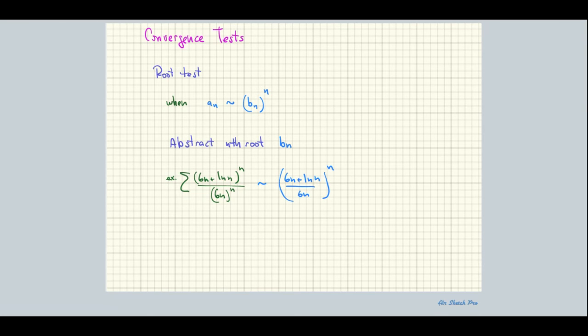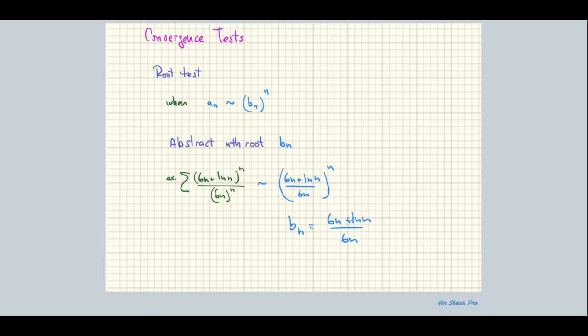And that was the one thing I had to abstract. I see everything, the whole thing. The original a sub n looked like a new series b sub n, (6n plus log n) over 6n. It looked like that b sub n taken to the nth power, that thing inside.